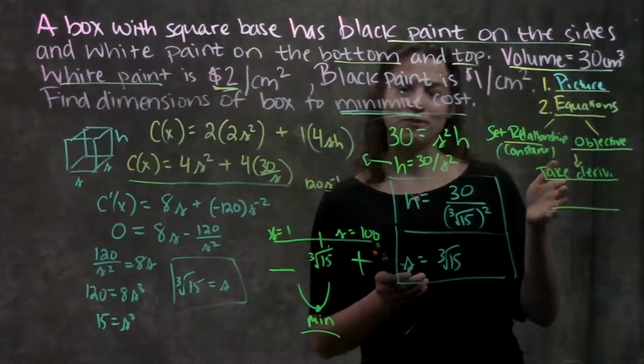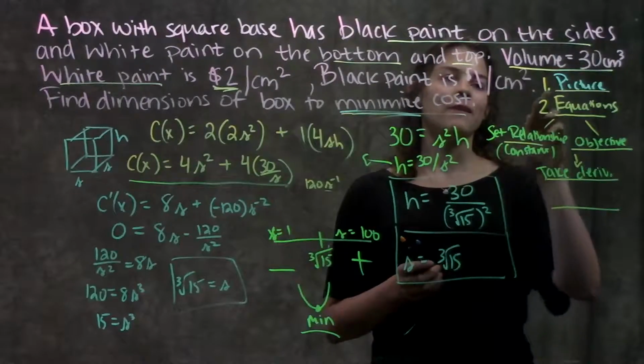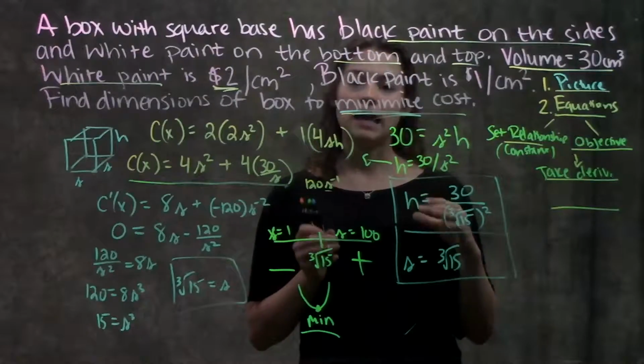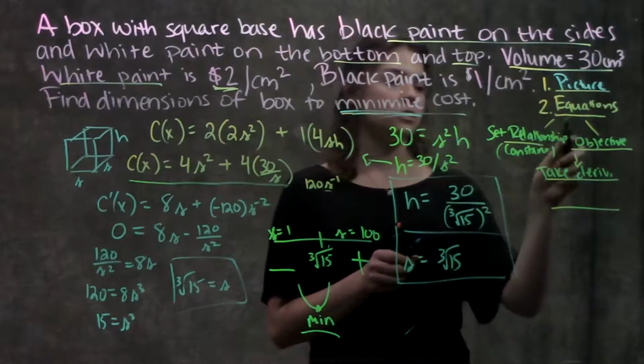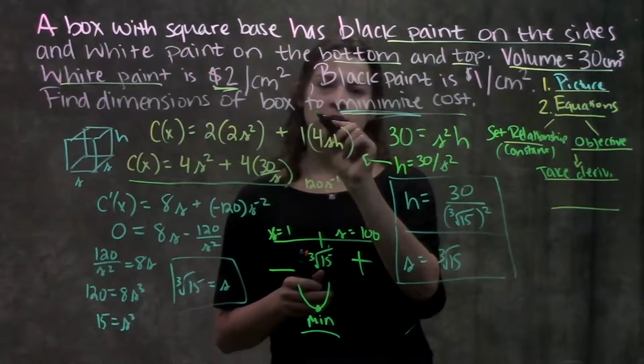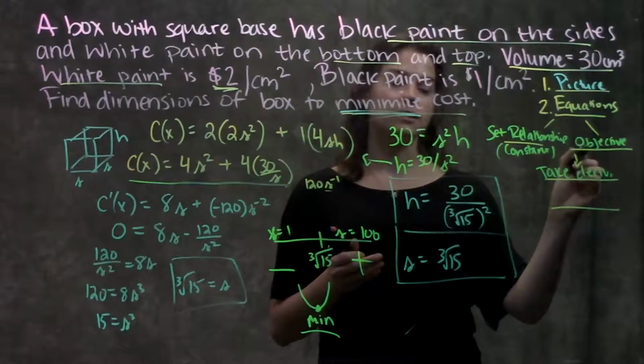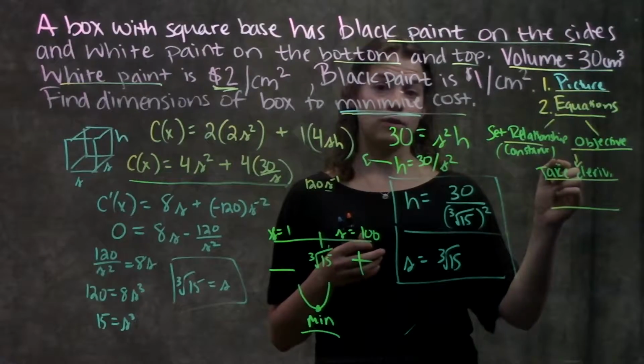Okay, and let's finish this flow chart. So, brief review. First thing we did, we drew a picture of the situation. Second thing we did, we came up with our two equations. The first equation we came up with was the one we were actually interested in. It was the cost of the situation. This was the objective equation. It's what we wanted to take the derivative of.